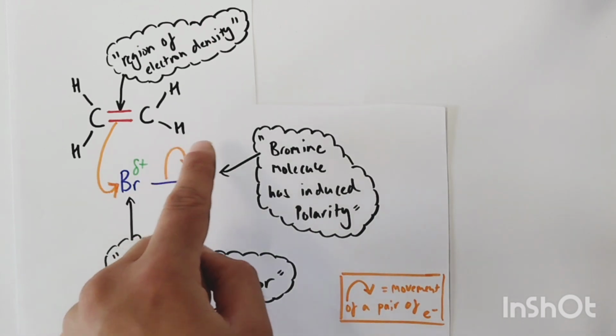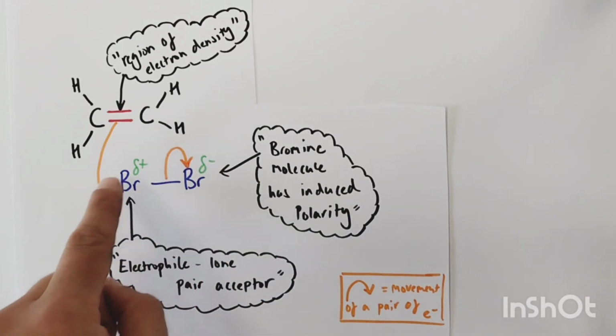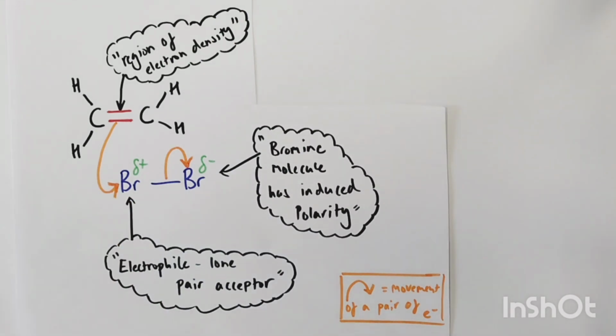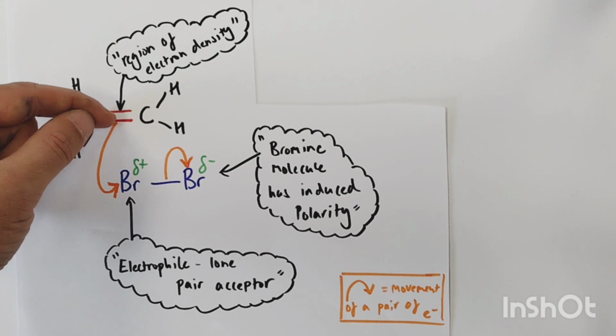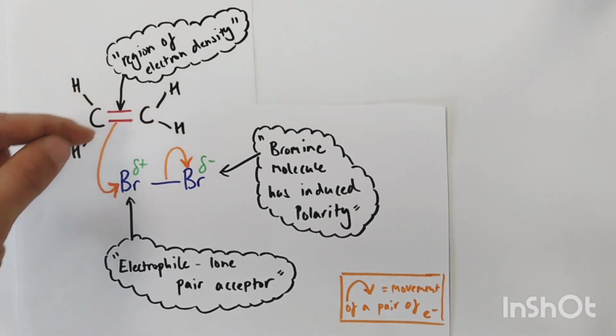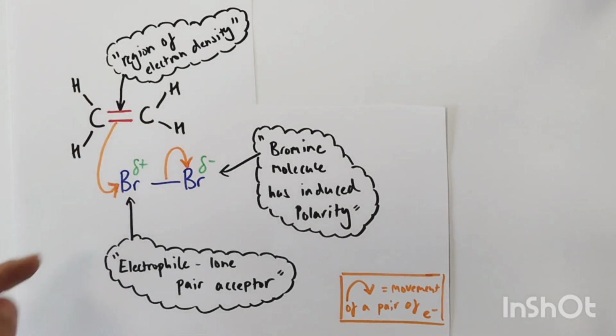This bromine is now slightly negative, delta negative. This bromine is slightly positive, delta positive. This end of this molecule is the electrophile. This delta positive region is a lone pair acceptor, which qualifies it as an electrophile. To show the mechanism itself, the curly arrow is the movement of a pair of electrons. So a pair of electrons is being attracted from the pi bond towards this delta positive bromine.